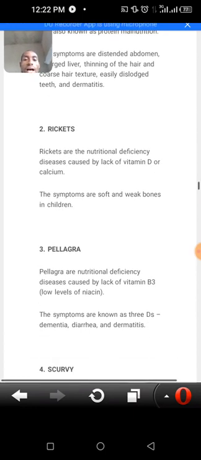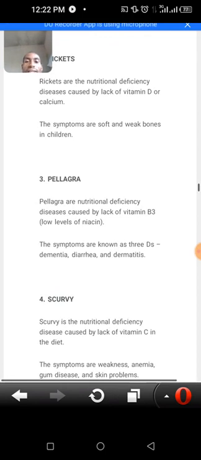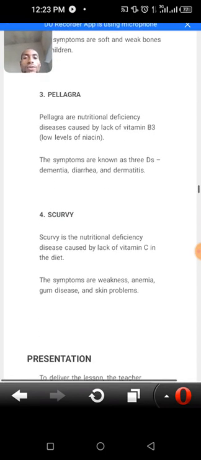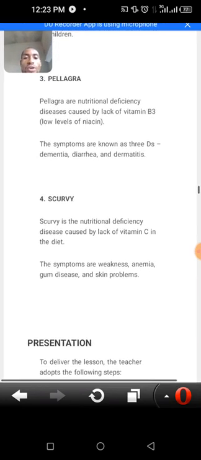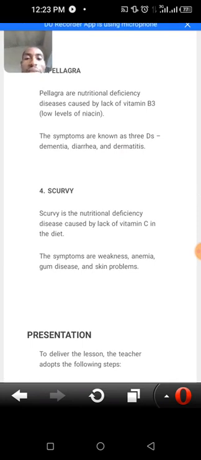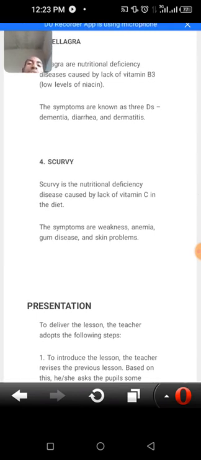So pellagra is caused by lack of vitamin B3, right? So when we have, for example, diarrhea, dermatitis, then dementia. So all these are what? Examples of what? Symptoms. Then the last one, which is what? Scurvy. Scurvy is a lack of what? Vitamin C in the diet. When we lack vitamin C in the diet, then we are going to have the symptoms of what? Weakness, gum disease, and also what? Skin problems, right?